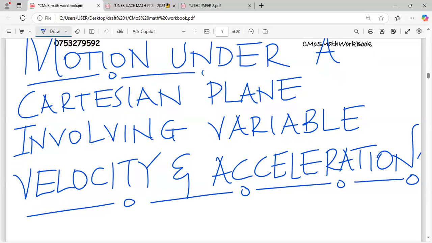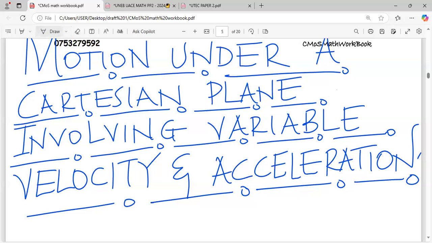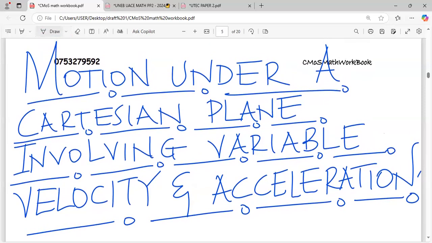We shall now plan in the group. I find out which topics of statics you guys have done, which topics of kinematics you've done. I see whether we are going to just revise or there are those we need to cover. That will be after some voting. But for today's facilitation, you're going to leave this place when you have at least understood something on these: motion under a Cartesian plane involving variable velocity and acceleration.